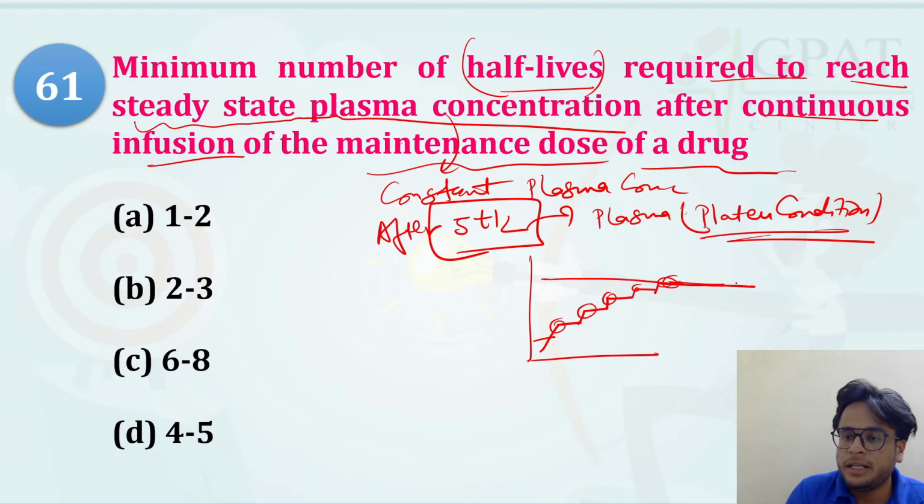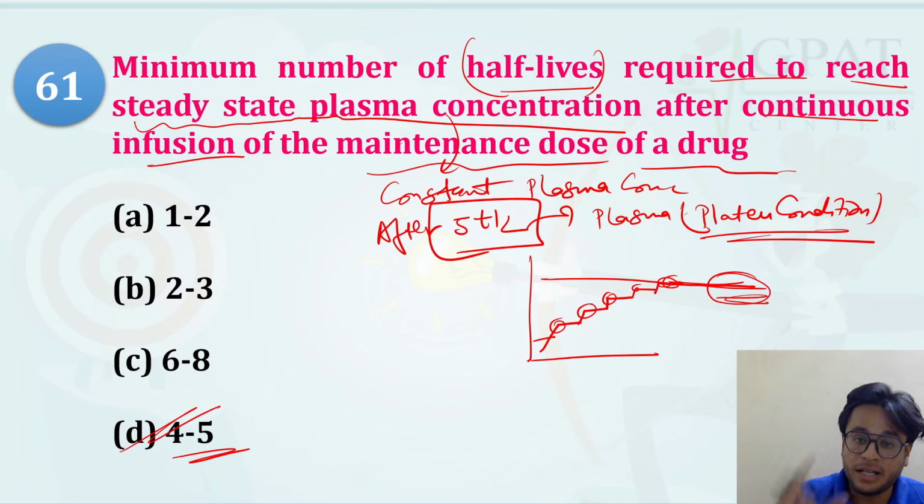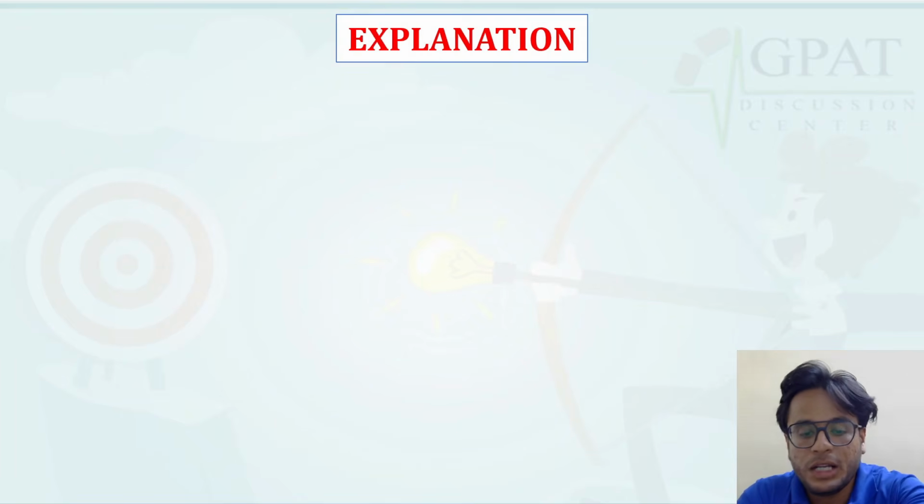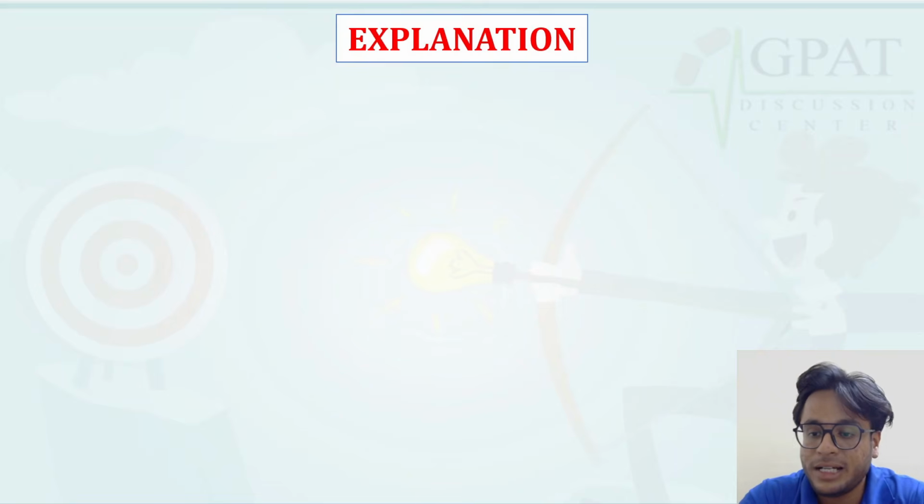That will make it plateau or constant. Okay, so 4 to 5 half-lives are needed in order to maintain a steady state of the plasma concentration of that particular drug that is being infused, or should be infused to the 5 half-lives. So this is all about the questions that are related to your pharmaceutical section.